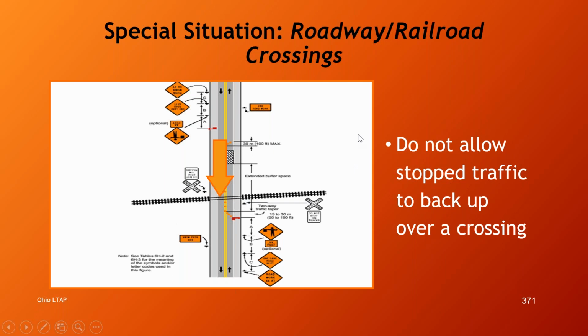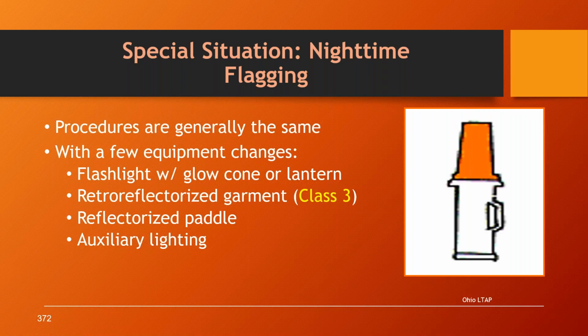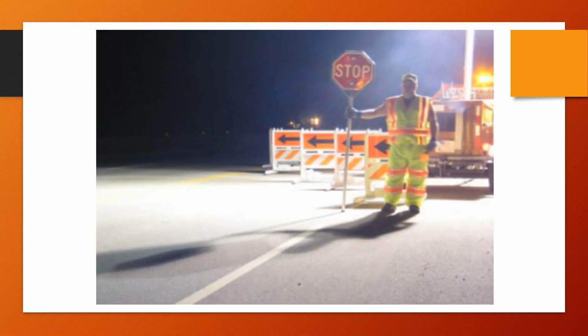So that would be the objective there. Sometimes we need to flag at night, and for flagging at night, we need to make some equipment changes. One is we need you to have a flashlight with a glow cone, and you need to have a class 3 retro-reflectorized garment, and your stop slow paddle needs to be retro-reflectorized, and you also need auxiliary lighting shining on the flagger. So here would be a picture of a flagging operation at night.